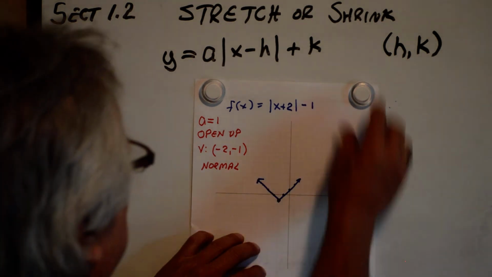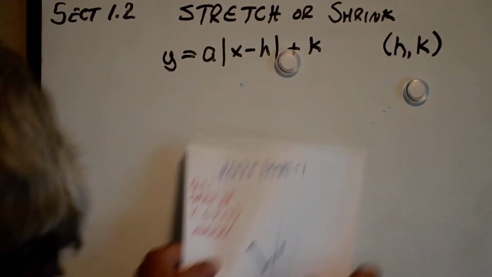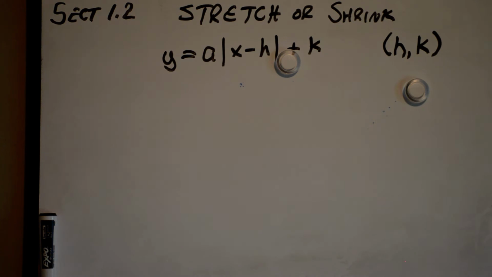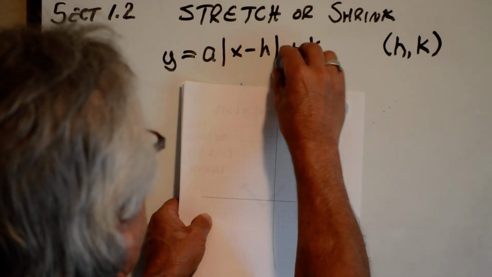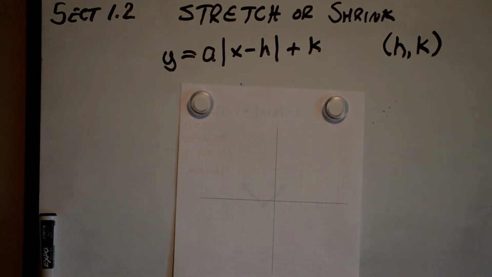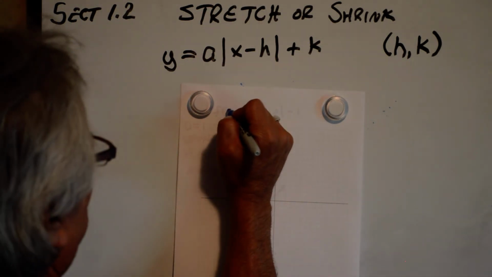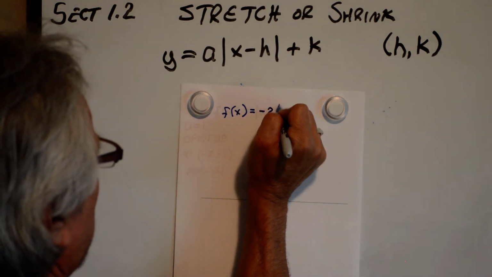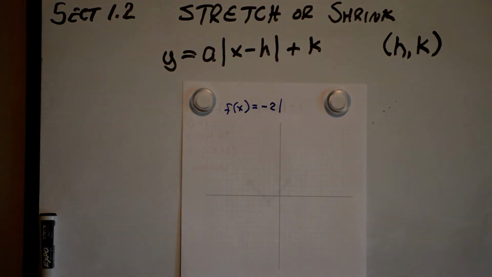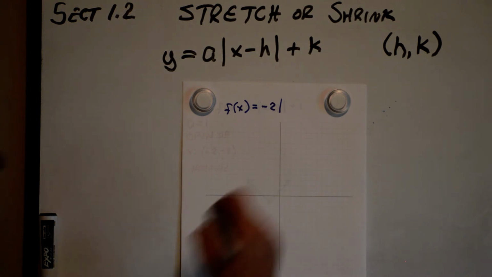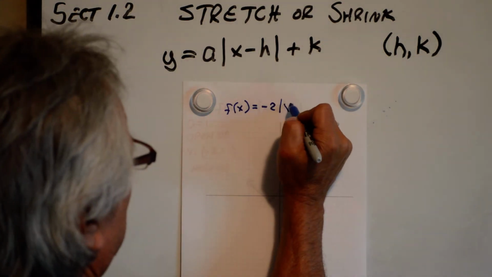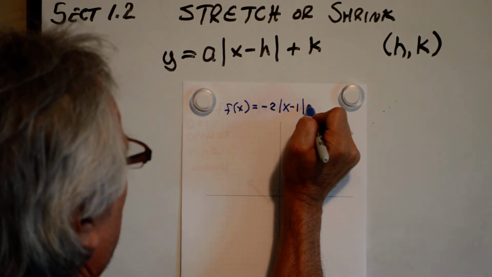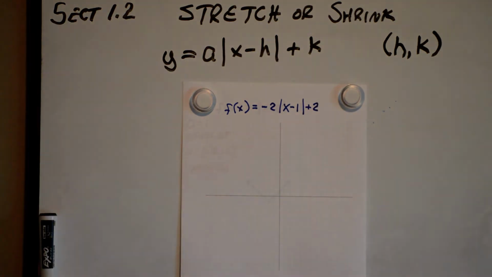All right, so our next example. We'll call it example number 2. And I need to work faster, I think, because of good old YouTube. f of x equals negative 2 times the absolute value of x minus 1, plus 2.